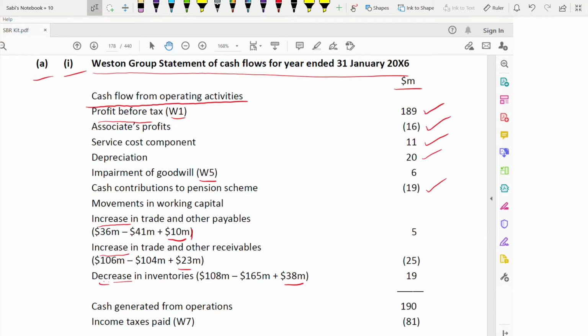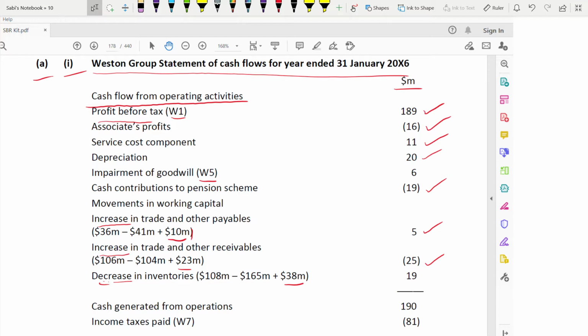This is the reason you don't have to show it separately, like how we have done for impairment of goodwill, working 5, for profit before tax. If you see, an increase in trade payables is an inflow, that's why it's positive. Wherever cash is going out, you have to show the figure in bracket. Increase in trade and other receivables is again an outflow because customers are not paying on time, they're taking more credit. So it's an outflow.